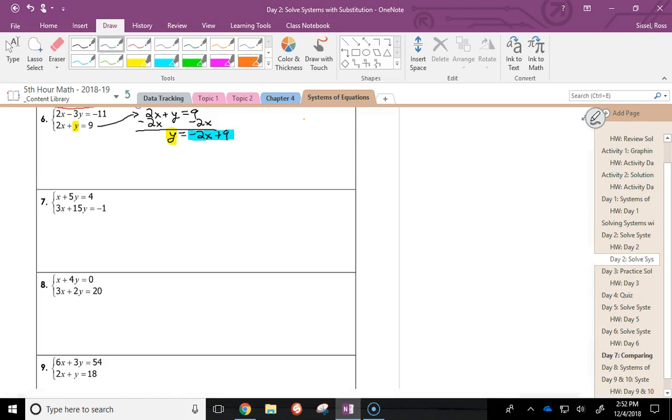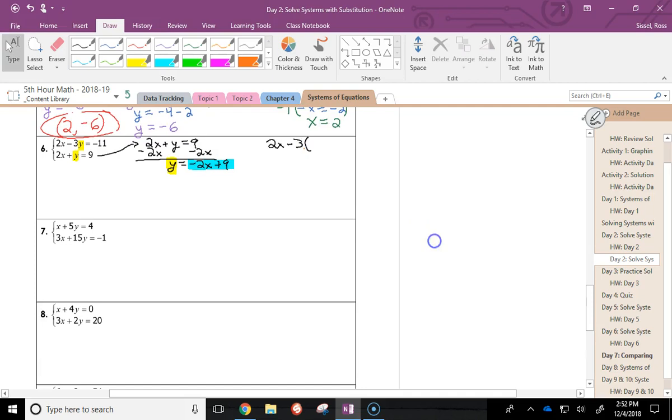We go to our first problem. There's y. It will be substituted. I'm going to rewrite that problem. 2x minus 3 times negative 2x plus 9 equals negative 11. Okay, let's highlight just so you see. There was what I substituted in. I substituted negative 2x plus 9, and I substituted that in for my y.